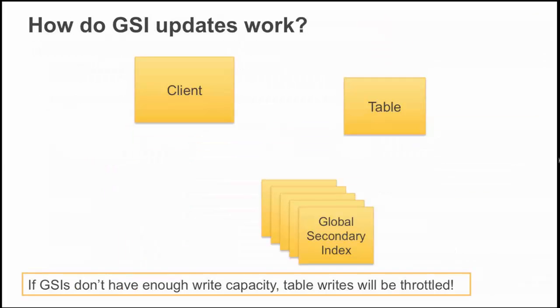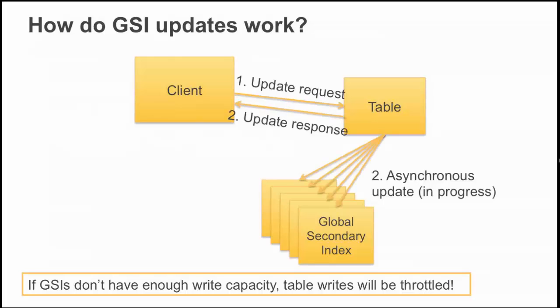How do GSI updates work? A client comes into the table. The client request is acknowledged as soon as two nodes come back and say, we got it, and then there's an asynchronous update that occurs. This is milliseconds, not seconds, so it's not a lot of time that these indexes are inconsistent. But one of the important things to remember is that the GSI must have enough write capacity. If it doesn't, it will throttle the table, right? So in provisioning DynamoDB, understand how much capacity your GSIs are going to need, as well as the table itself, so that they match.